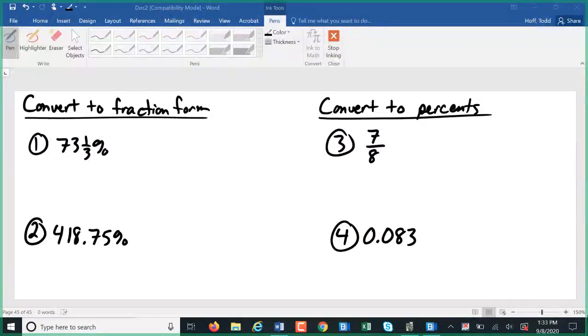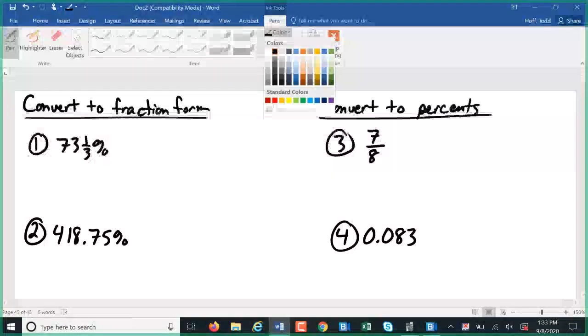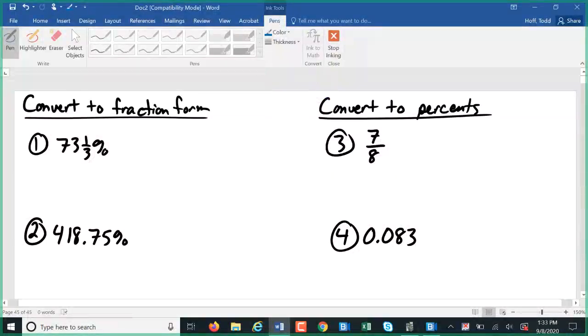Okay, so looking at these problems here. Number one, 73 1/3%, we're asked to convert that into fractional form. Not a fractional percent, but fractional form. So, to turn that into basically a ratio, 73 1/3% is 73 1/3 out of 100.